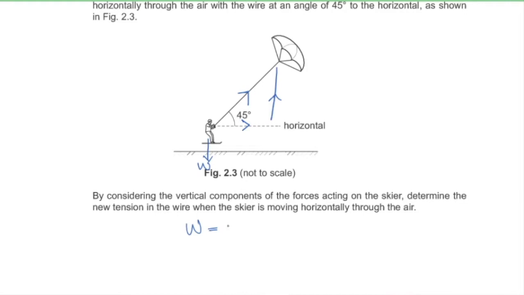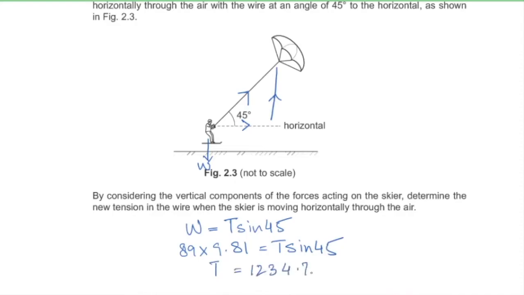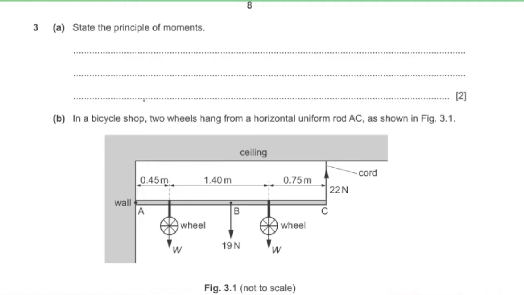So this will be tension's vertical component, and that is T sin 45. While the weight can be calculated directly, that it has got a mass of 89 into 9.81 is equal to T sin 45. Now T has got a value of 1234.7 newtons.